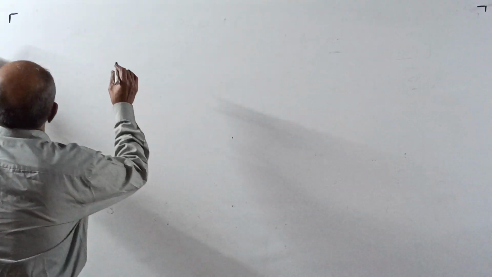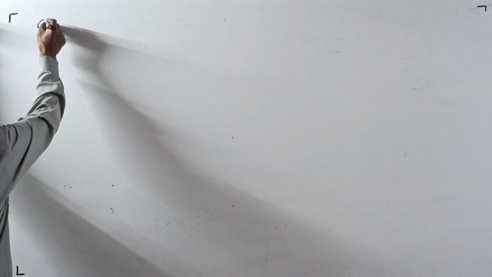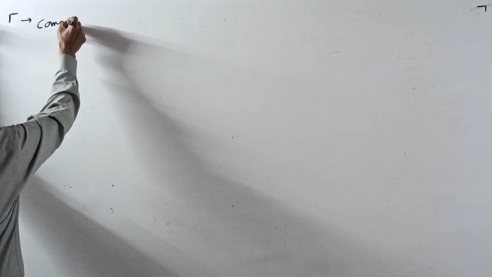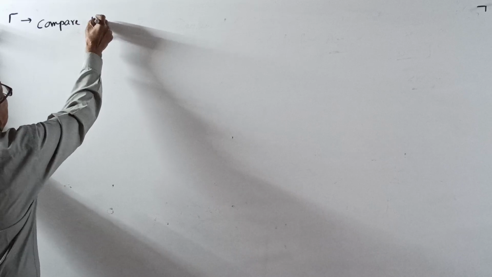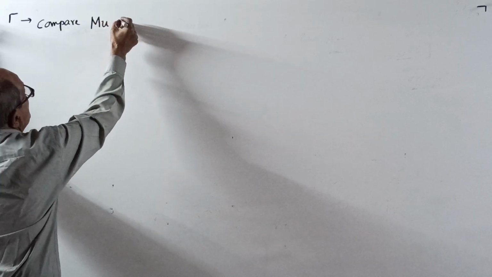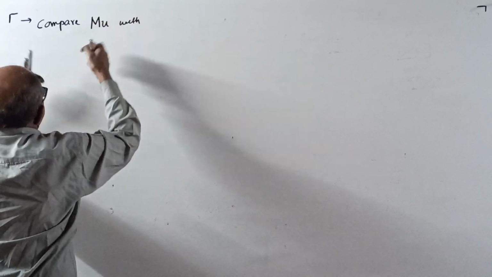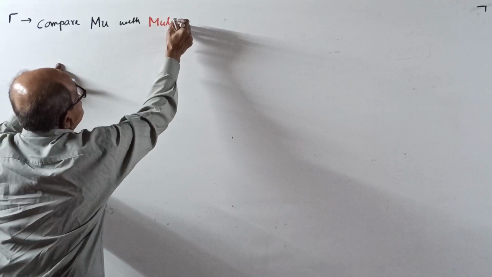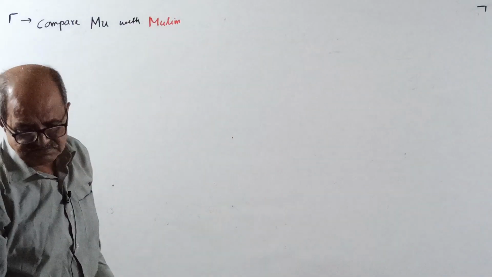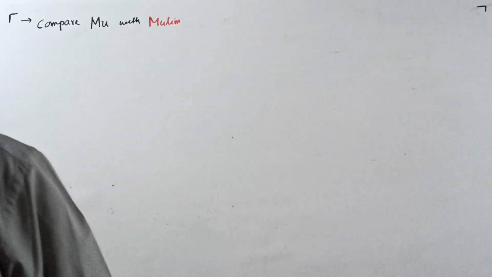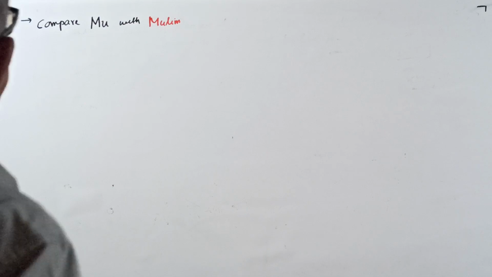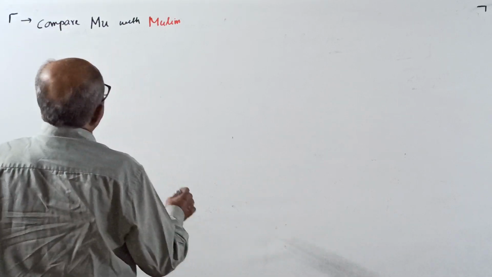Next step. Procedure continued. Compare MU with MU limit. One minute, I should ensure it has not gone out of the camera. Too much on the upper side I wrote. Oh, no problem, it is within the limit. Compare MU with MU limit.